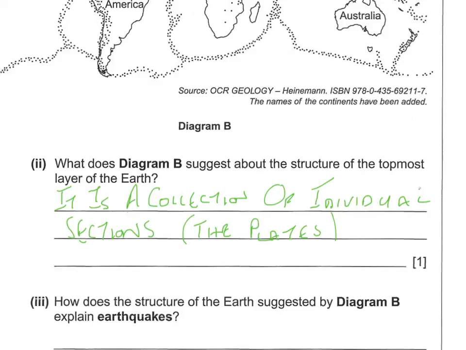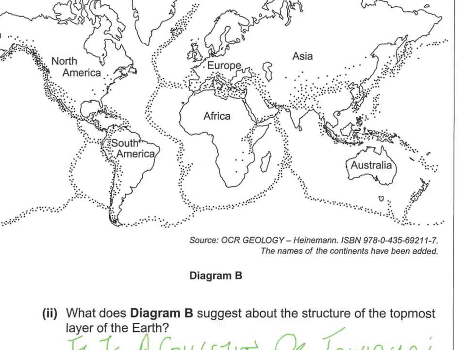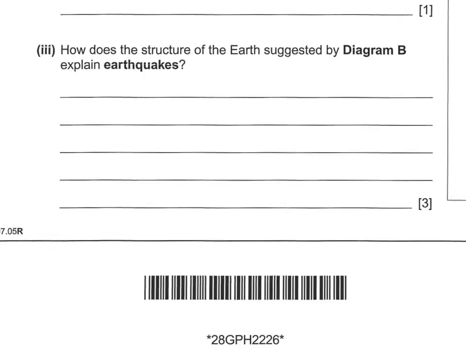So how does the structure of the Earth, suggested by diagram B, explain things like earthquakes? Well, the idea is that these plates are in motion, and it's when they're bumping against each other and shuddering past each other that we get earthquakes. So you can see there's 3 marks for this.